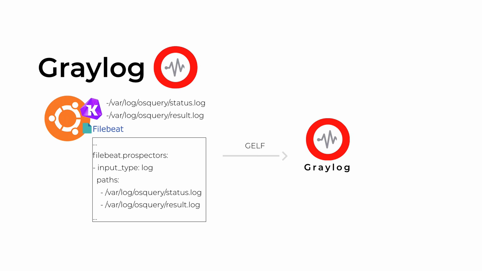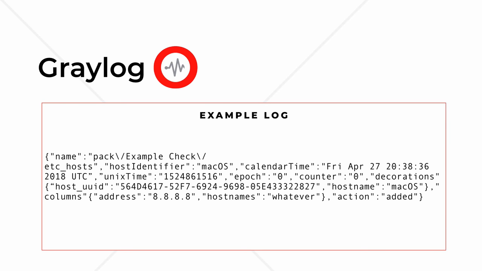You probably don't even need to do both. You really just need the results. The status log just tells you the status of your osquery agent, or daemon. So this log is what we care about, this osquery results log. And we're going to send that to Graylog. What I like about Filebeat is instead of using something like rsyslog, which does it in syslog format, it actually supports JSON. So it can log the JSON directly.